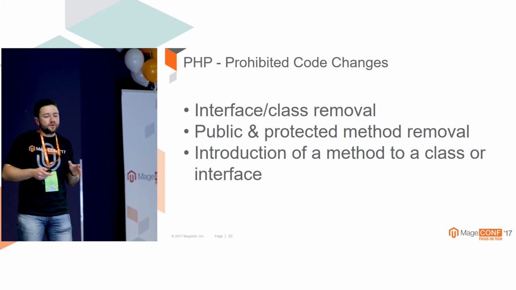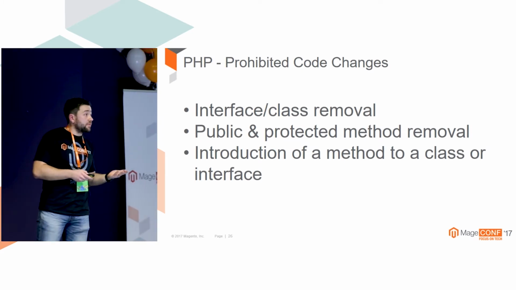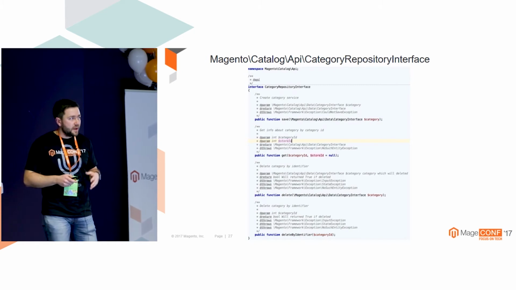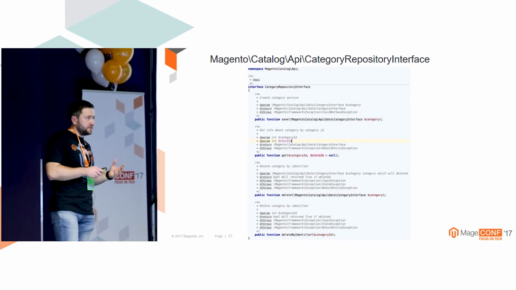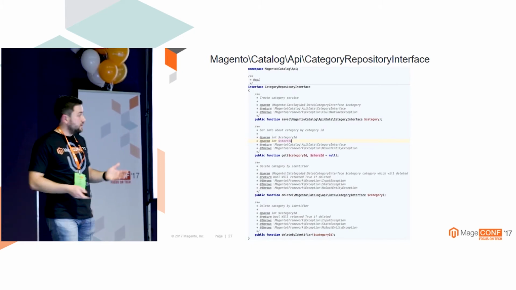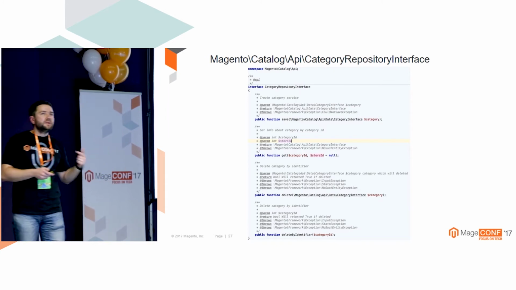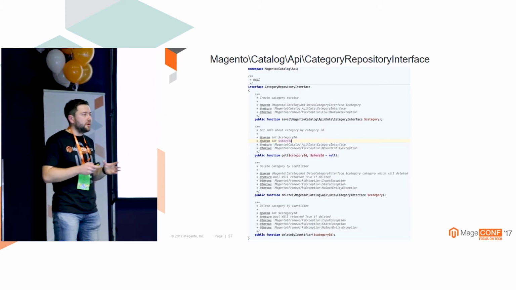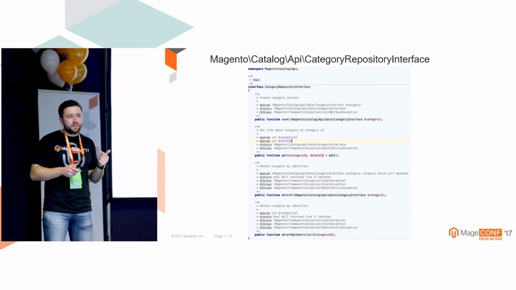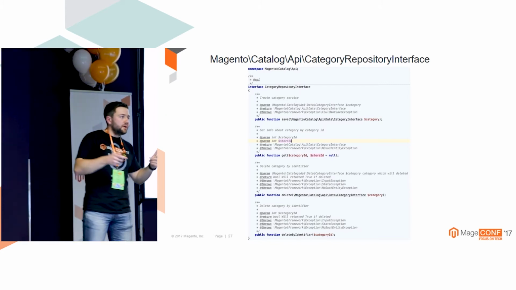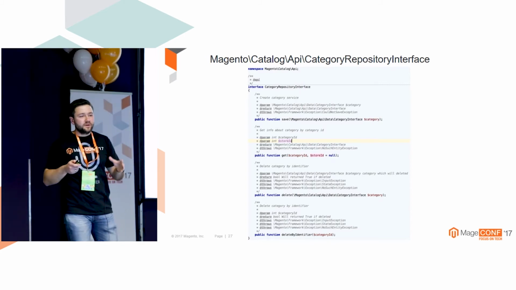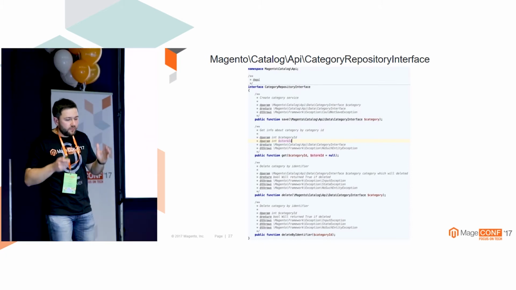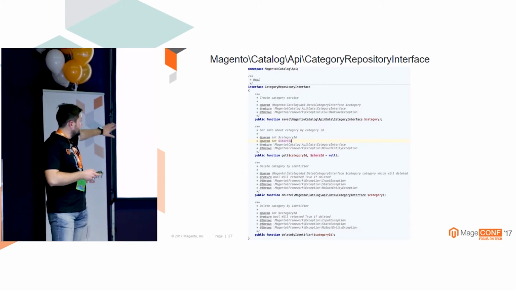Introducing a method to a class or interface is also prohibited. There is a pretty good example. We have the category repository interface, and the team who was working on that interface introduced it without a getList method. At the time of development, the team thought: we have the category hierarchy interface, and probably it's possible to get the list of categories using the category hierarchy interface. And we released this interface in this particular state.